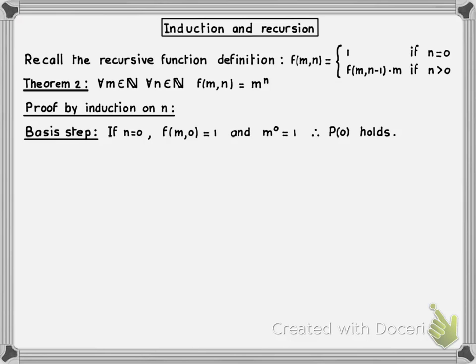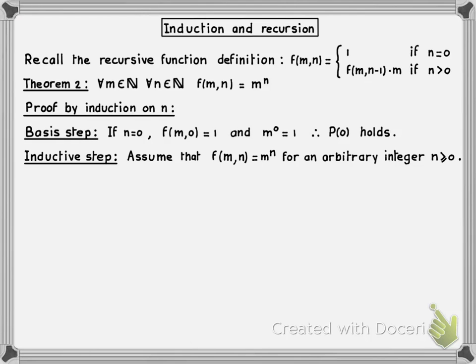Now, let's turn our attention to the inductive step. Remember that we need to make a hypothesis called the inductive hypothesis. And here the hypothesis is that f of m comma n is equal to m to the power n for an arbitrary non-negative integer n. And then we're going to establish p of n plus 1, which is we're going to compute f of m comma n plus 1, and we want to prove that that's equal to m to the power n plus 1.